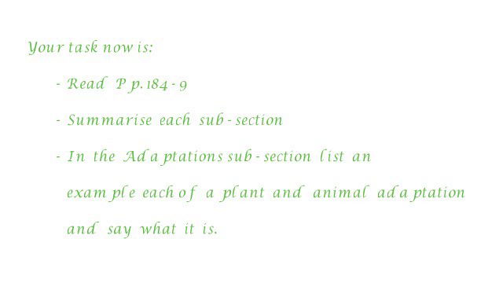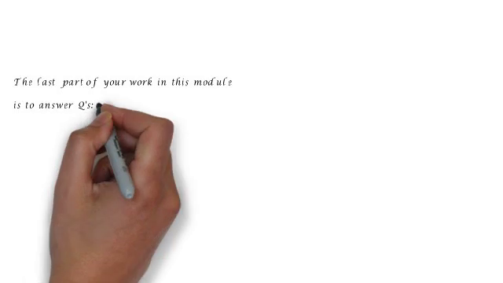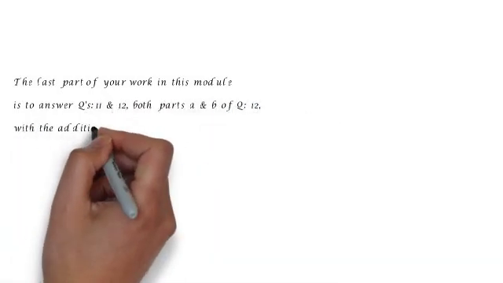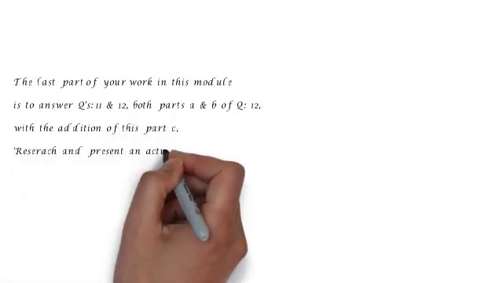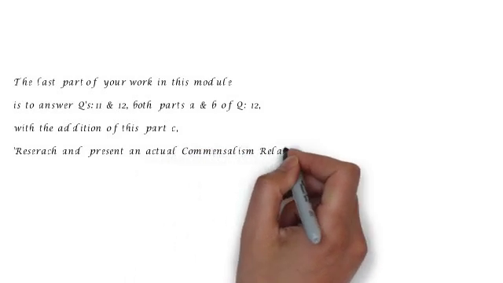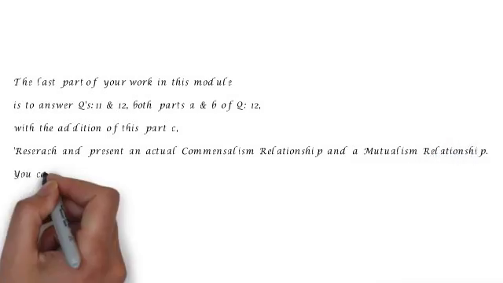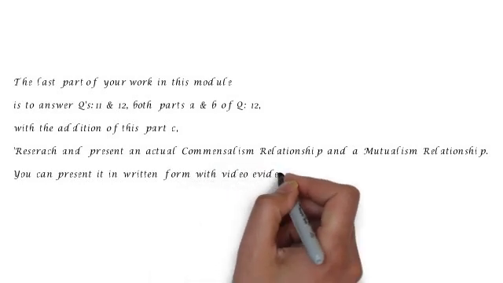Once you've done the summaries, the last part of your task for 5.1 will be this. You are going to answer questions 11 and 12. They're on page 190. All of question 12, part A and B, with the addition of this part C. Research and present an actual commensalism relationship and a mutualism relationship. So you're going to research it. You can present it in a way that you choose.